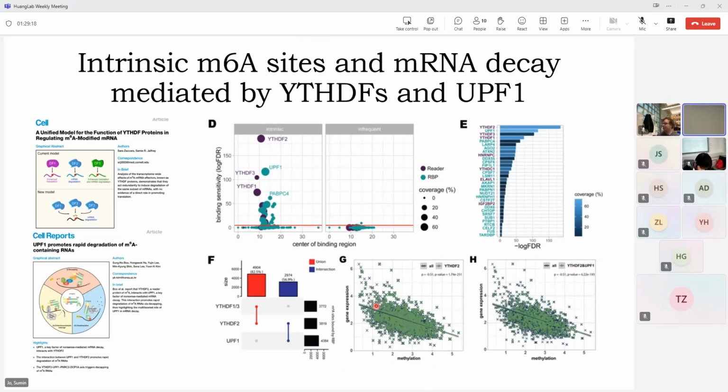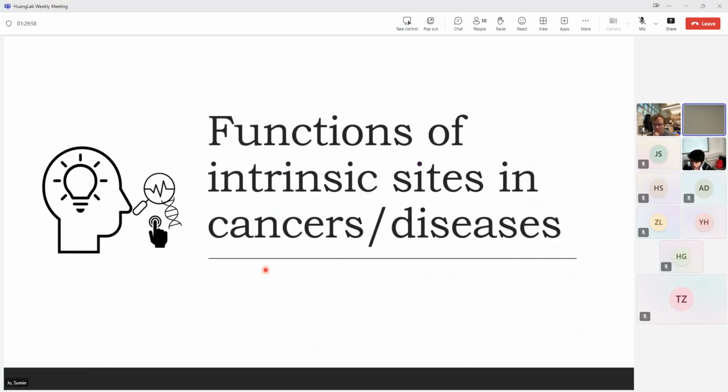And what we see here is bound by DF2. It's too small, but it has a negative correlation between the gene expression and methylation, and also DF2 and DF1 binding shows a more negative correlation than the average correlation. So overall, intrinsic M6A sites are bound by YTH-DF1-3 and UPF1, and then they initiate the mRNA degradation at a downstream level.